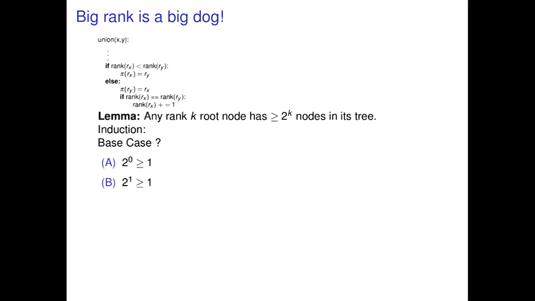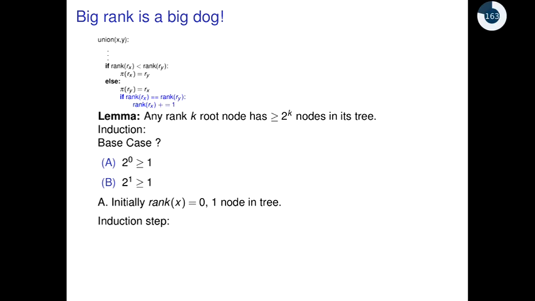What's the base case? Is it A or B? Just to get you oriented. What's the base case for the induction? Yeah, because initially everybody has rank 0, right? That was initially. And they have one node in them. One vertex. Now the induction step, when rank of X goes up to K, just take 10 seconds and try to prove it to yourself.